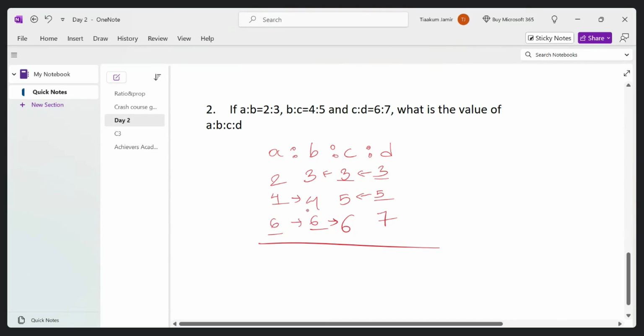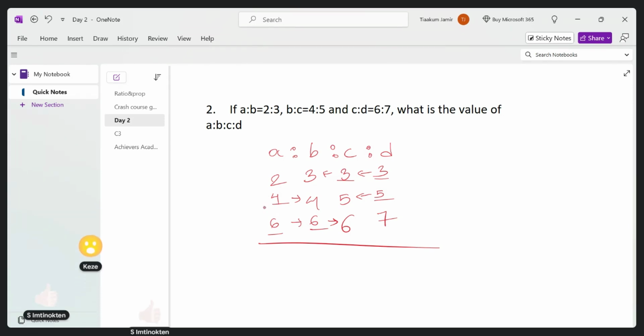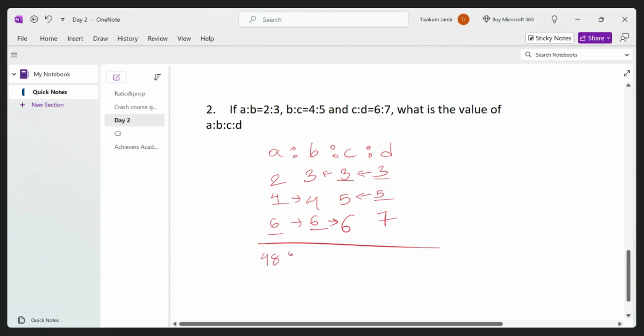Now you do the multiplication, all right? Vertically. So 2 fours are 8. 8 times 6 is what? 48. 12 into 6 will give us 72. 15 into 6 times will give us what? 90. 15, 3 fives is 15. 15 times 7 is how much? 105.